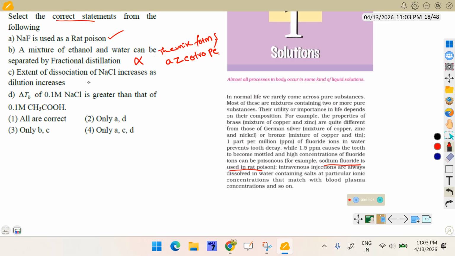Extent of dissociation of NaCl increases as dilution increases. Wrong statement. Why? Because NaCl is a strong electrolyte. So there is no change in dissociation.